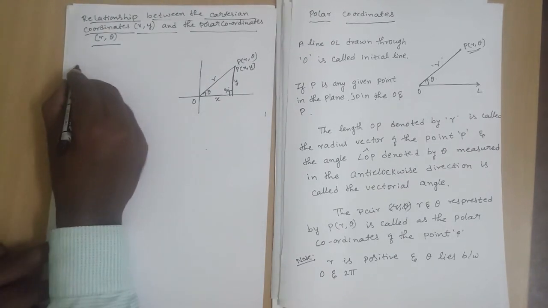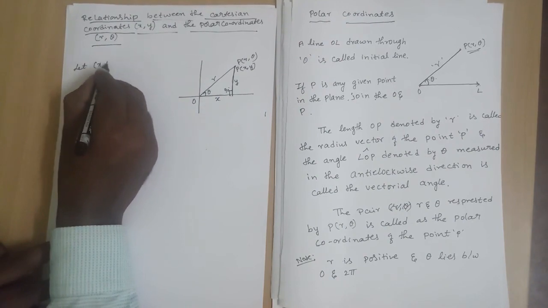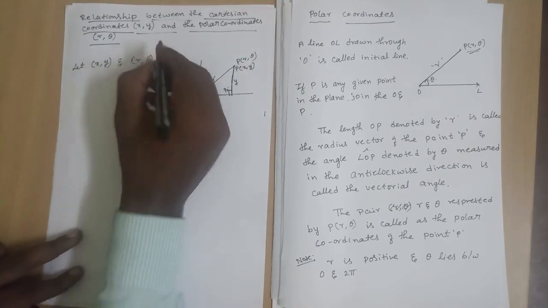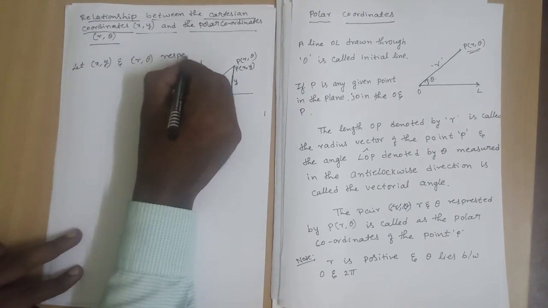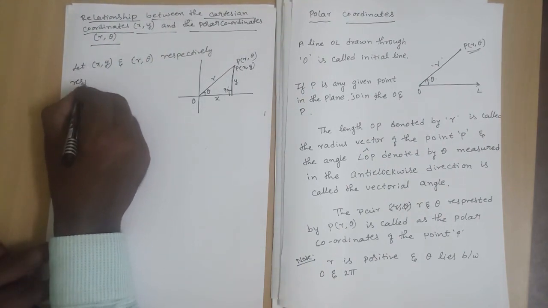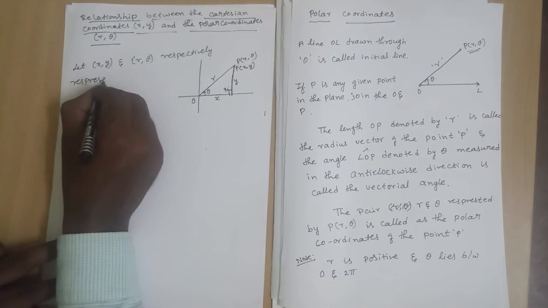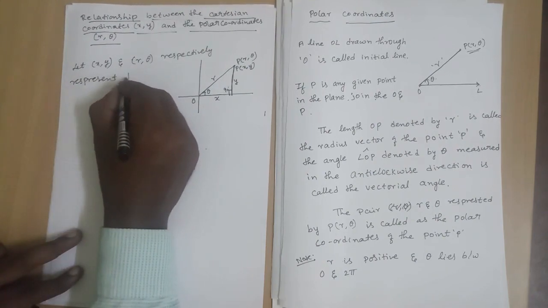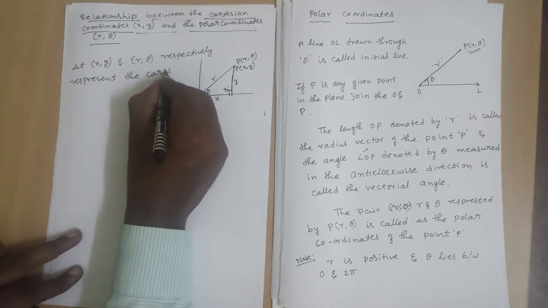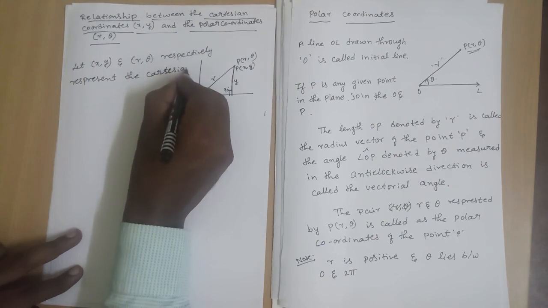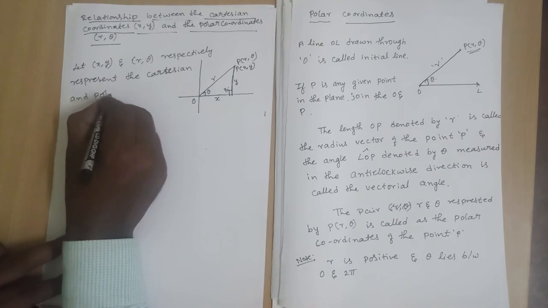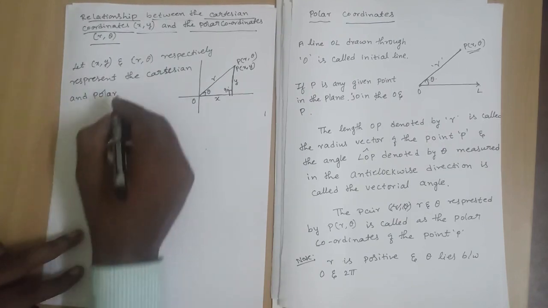So let x comma y and r comma theta respectively represent the Cartesian and polar coordinates.